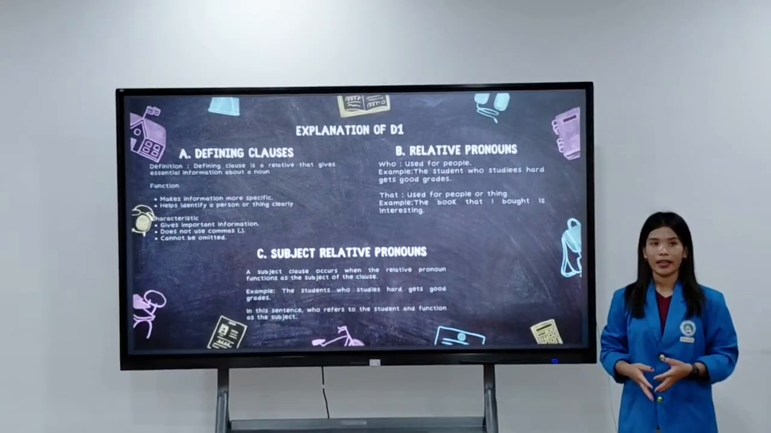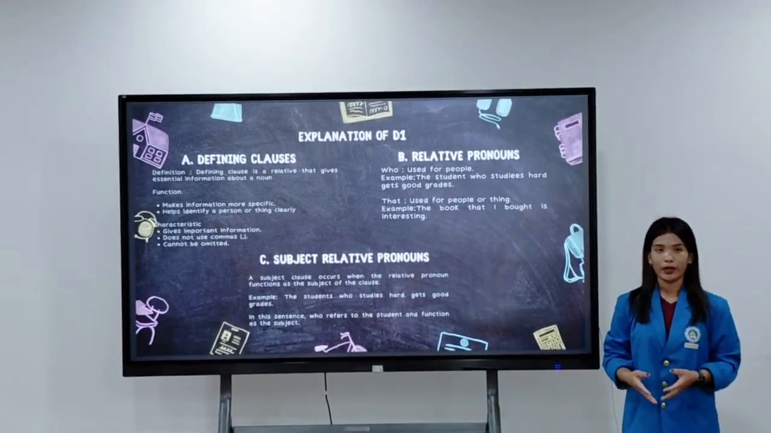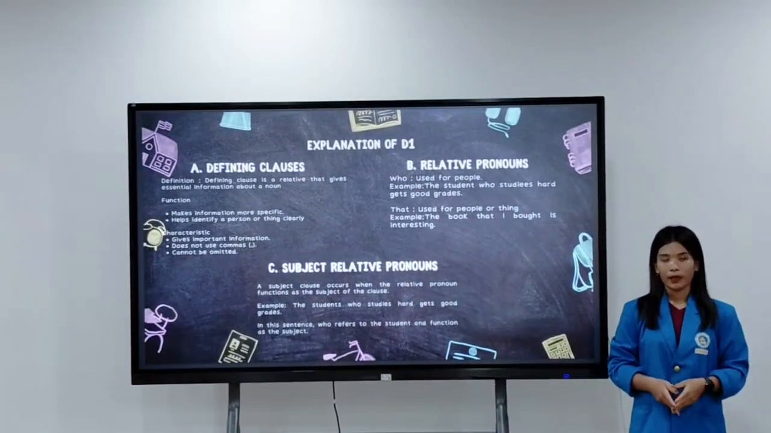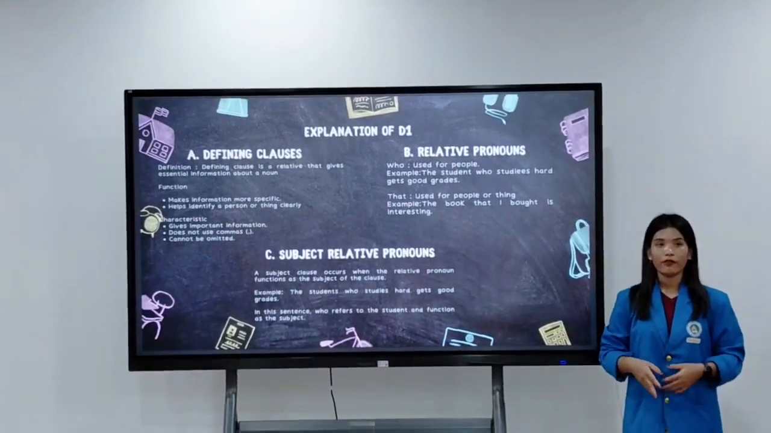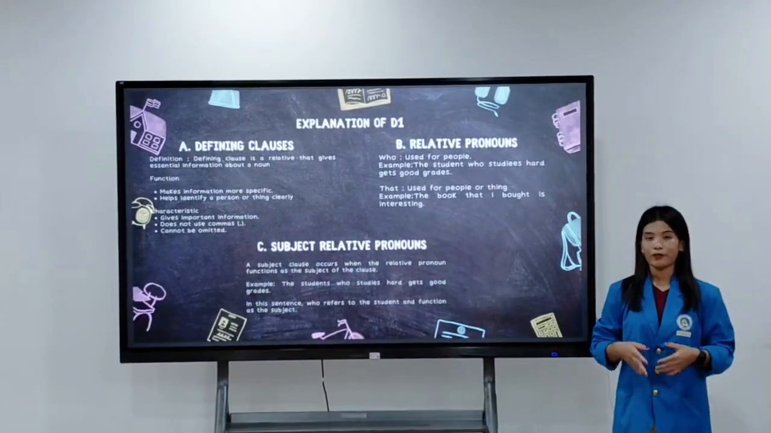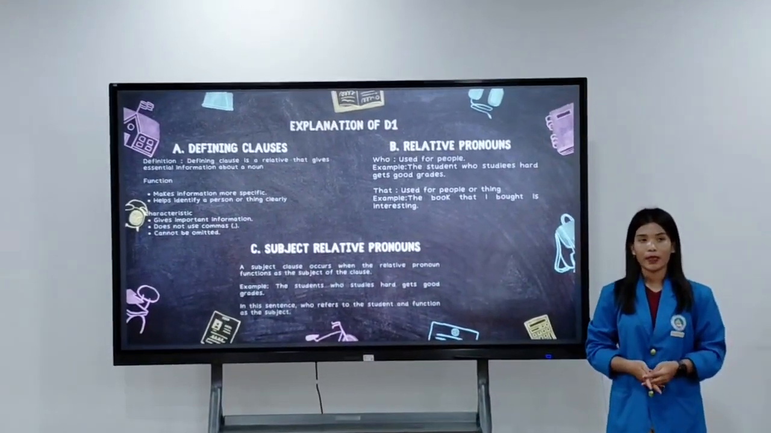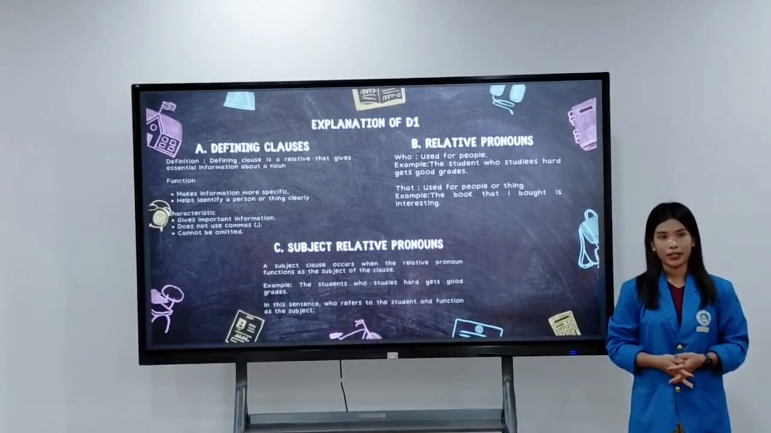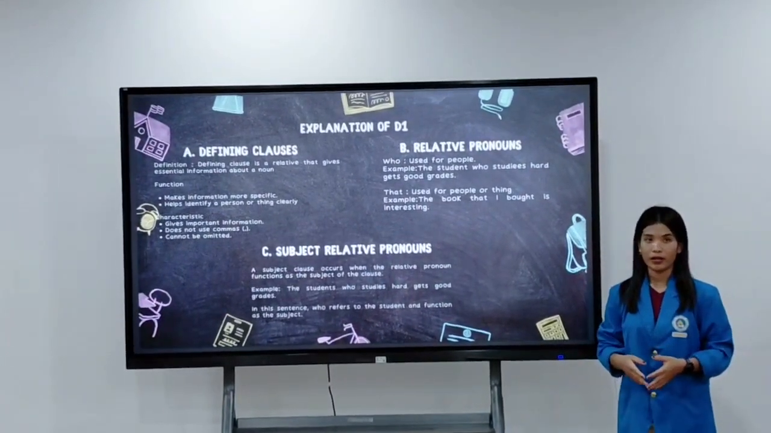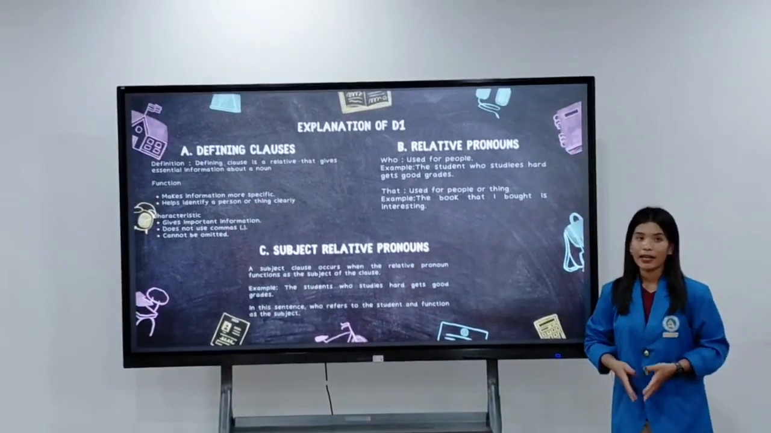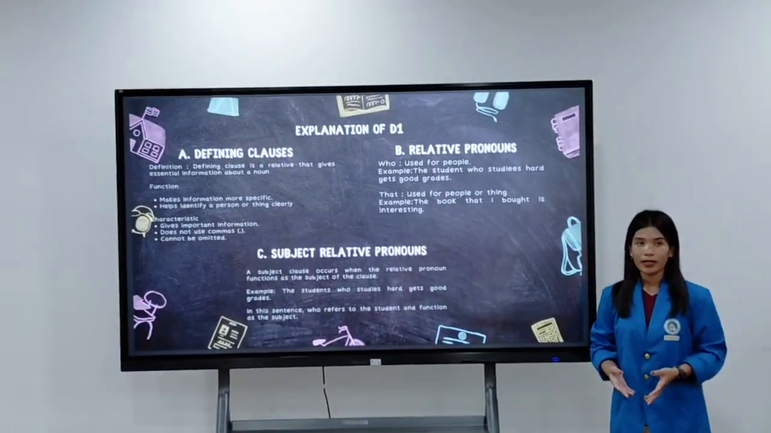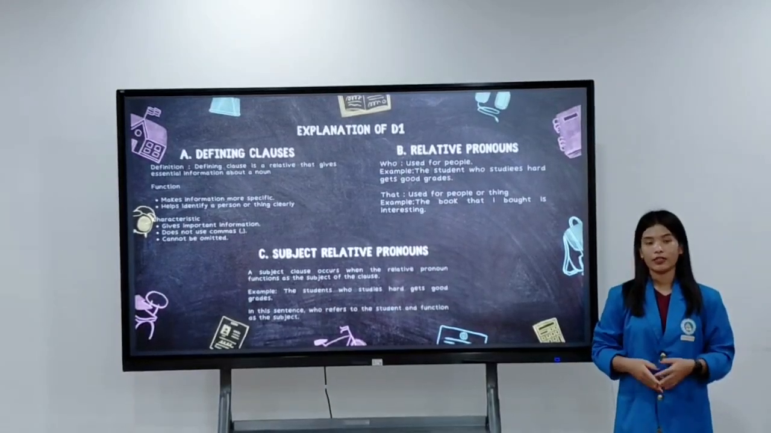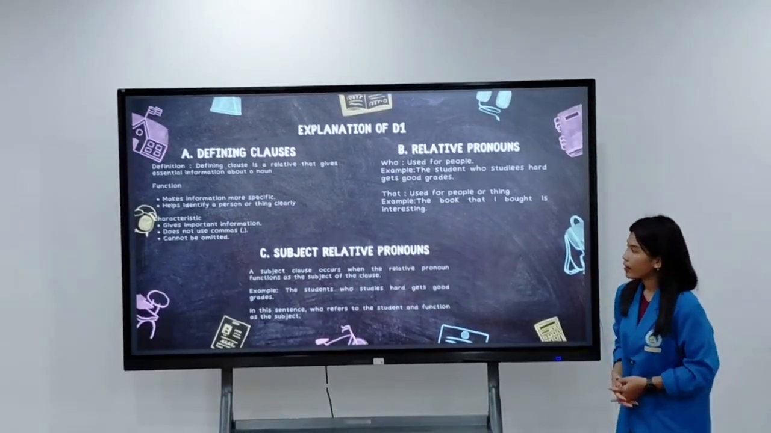There are three key characteristics you should remember about defining clauses. The first, they always provide crucial information. Two, we never use commas around them. Three, they cannot be omitted or dropped from the sentence. If you take them out, the sentence won't make sense anymore or will lose its core meaning.